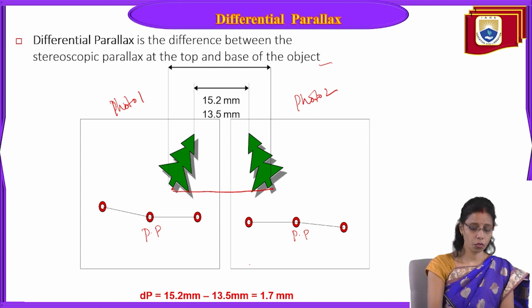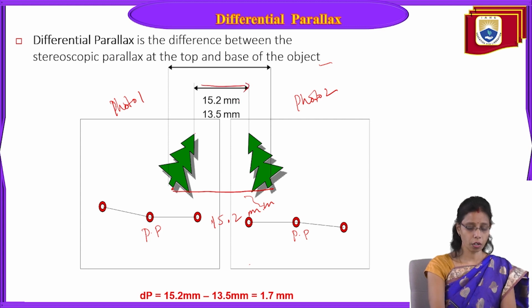From photo number 1 to photo number 2, this is the base length. We have measured it as 15.2 mm. Now we have to measure the top. Top means this top and this top, that is, the top of the tree and the top of the tree. The value of this is 13.5 mm.